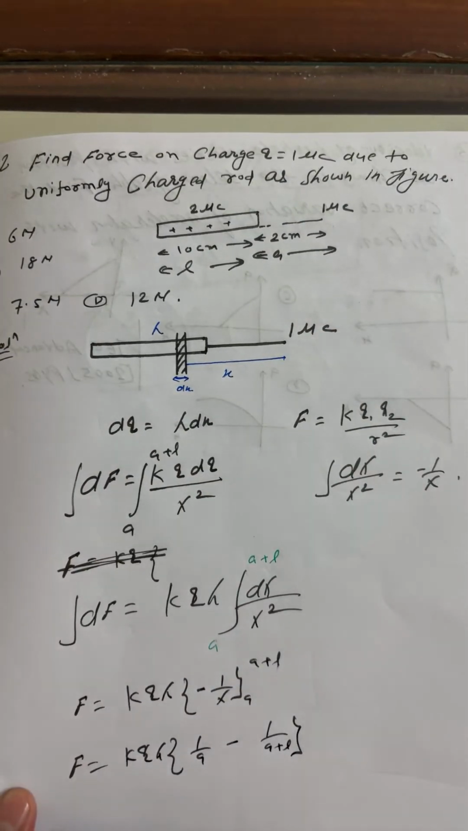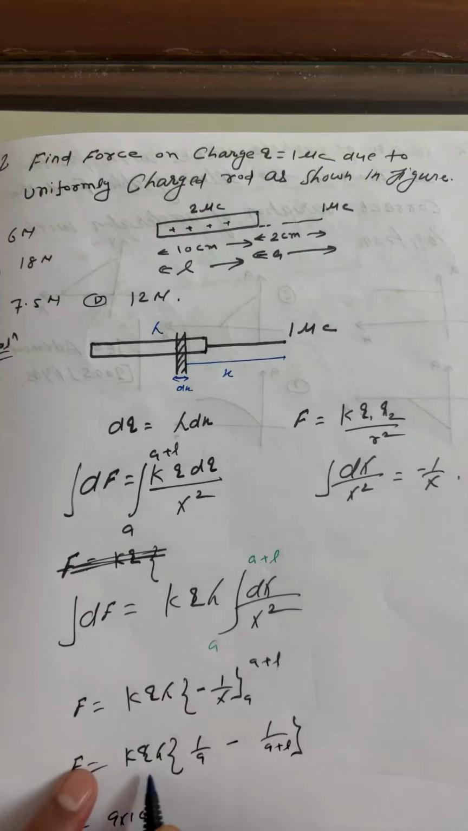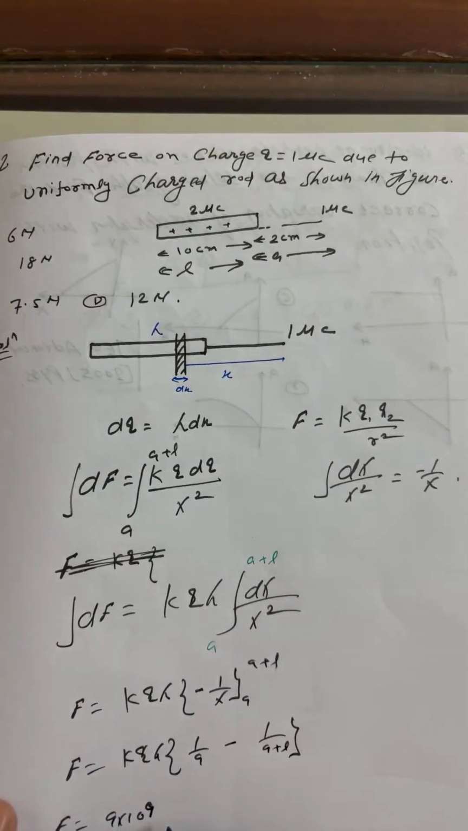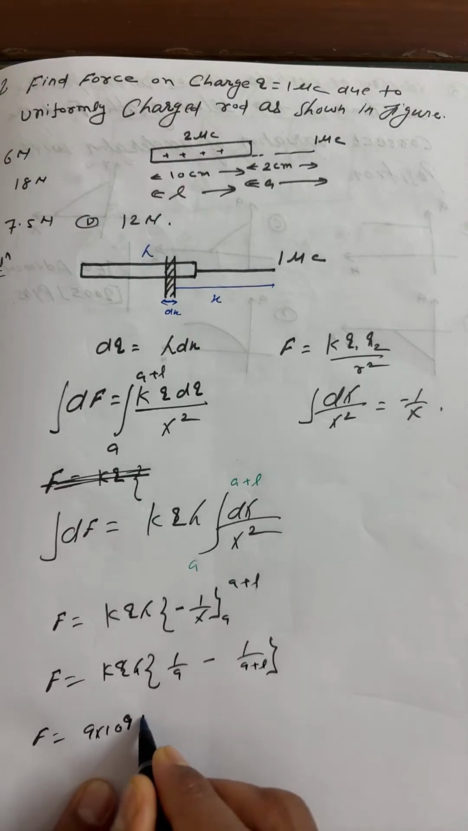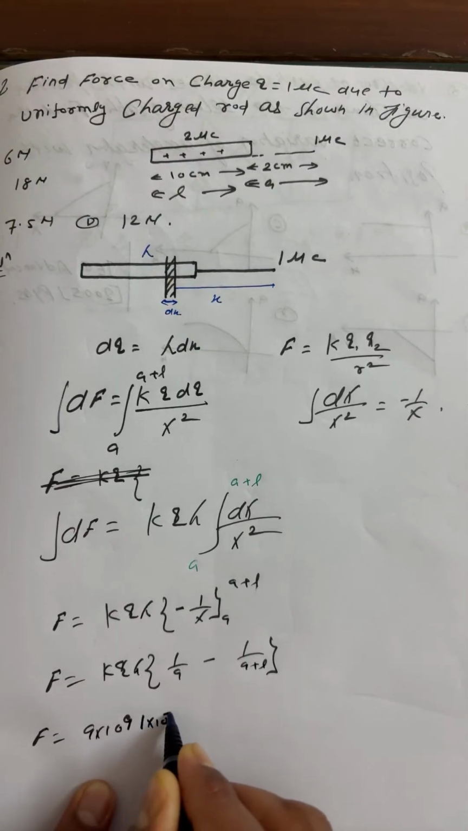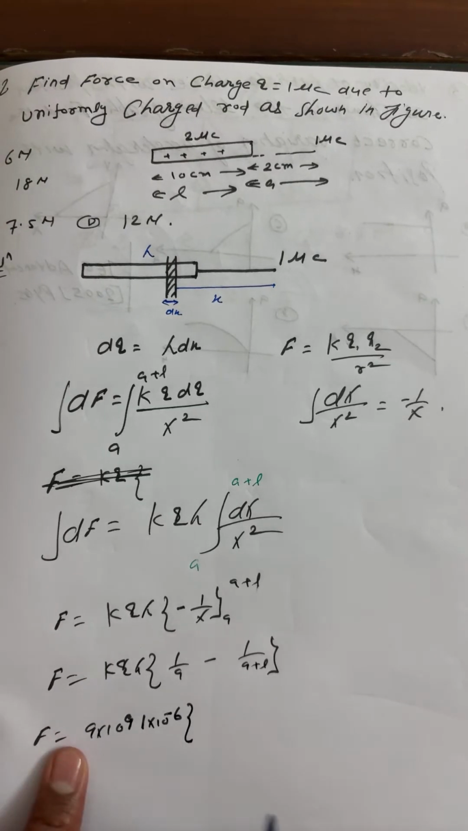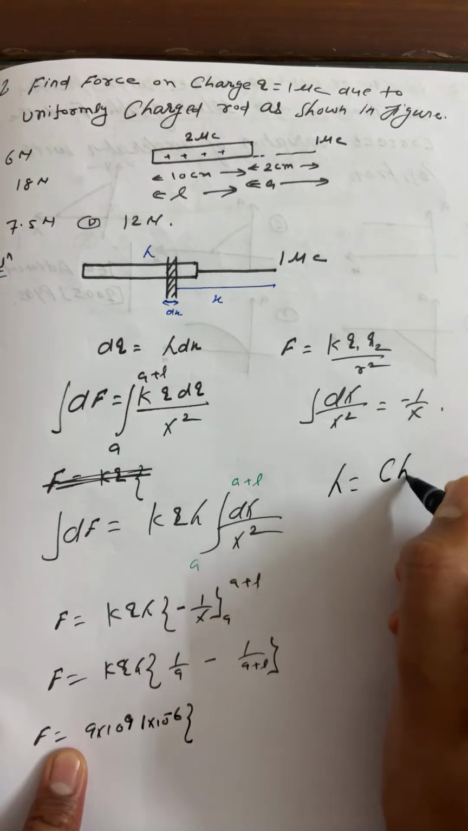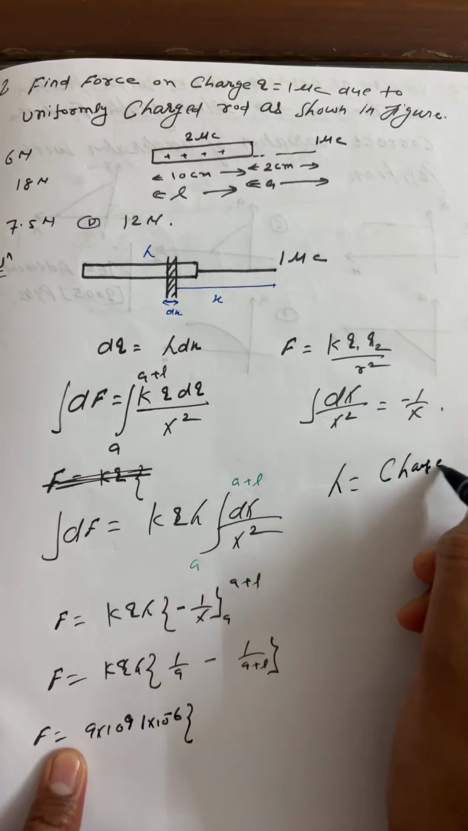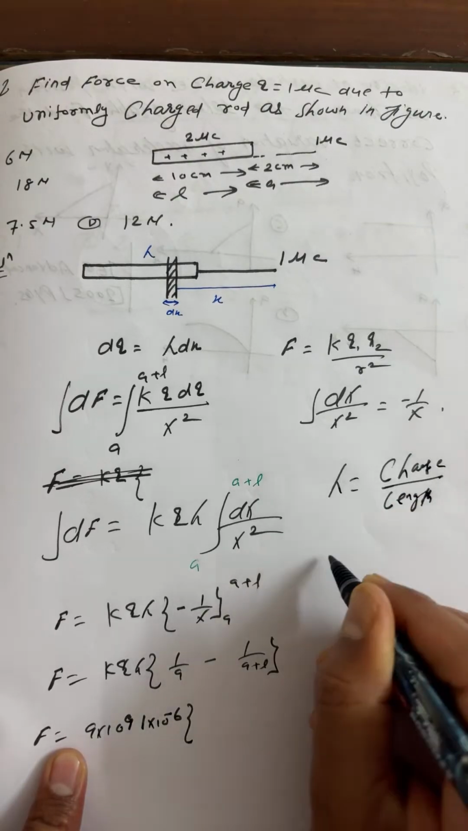Now we will go through the data according to the question. K is 9 into 10 to the power 9, and Q is 1 microcoulomb, so I'll write 1 into 10 to the power minus 6. As I said, in the last I'll take all the data. This is lambda; you can find it here. Lambda is the charge per unit length.